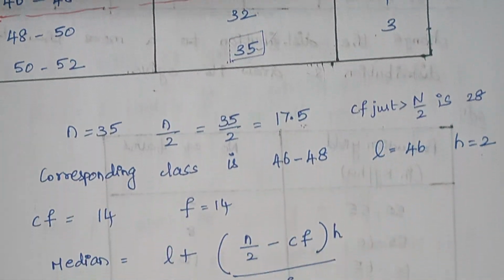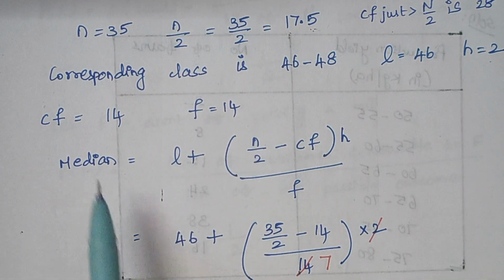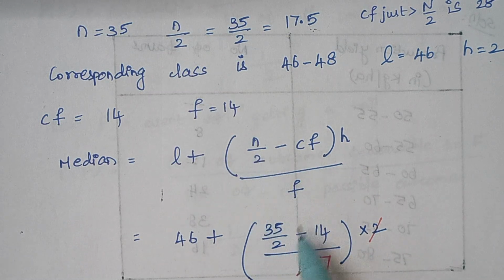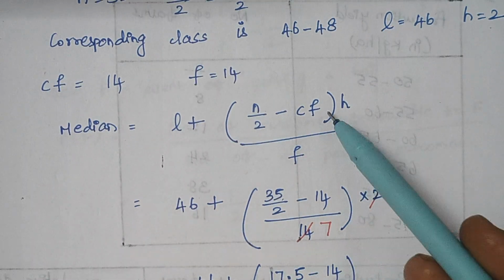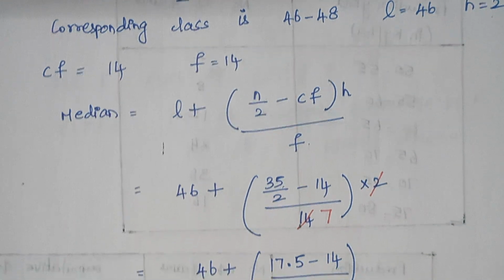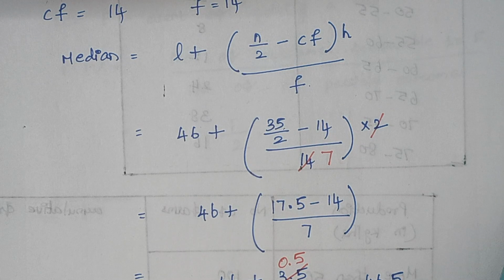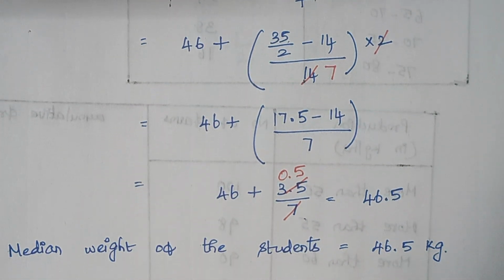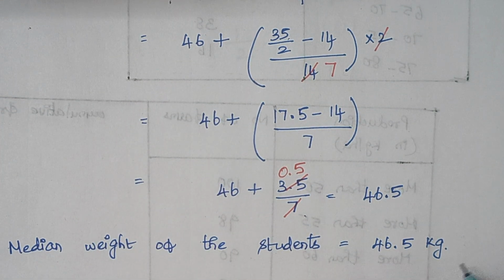When you substitute these values in the formula, the median is L plus (n by 2 minus CF) into H by F. So n by 2 is 35 by 2, the value of cumulative frequency and frequency are 14, and H is 2. Once you solve and simplify, we end up with 46 plus 3.5 by 7, which cancels to 0.5. So again the value is 46.5. Therefore, the median weight of the students is 46.5, which we had already found by using our ogive.